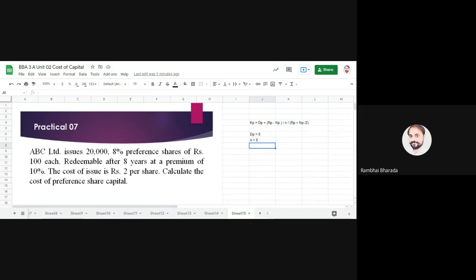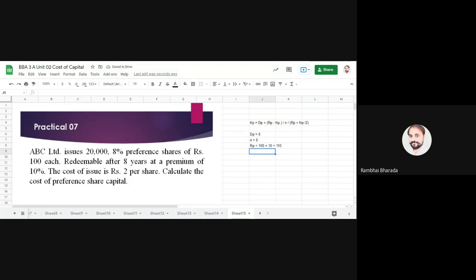8 years के टाइम के लिए आपसे ले रही है. 8 years के बाद कंपनी ने क्या बोला? हाँ, आपको पूरी अमाउंट रिटर्न करेंगे विद 10% प्रीमियम. 10% एक्स्ट्रा आपको देंगे. अगर आप 100 रुपीज अभी इन्वेस्ट करोगे तो 8 years के बाद आपको 110 रुपीज हम देंगे. आर वी क्लियर? सो हियर RP is equal to 100 plus premium of 10%, 110.